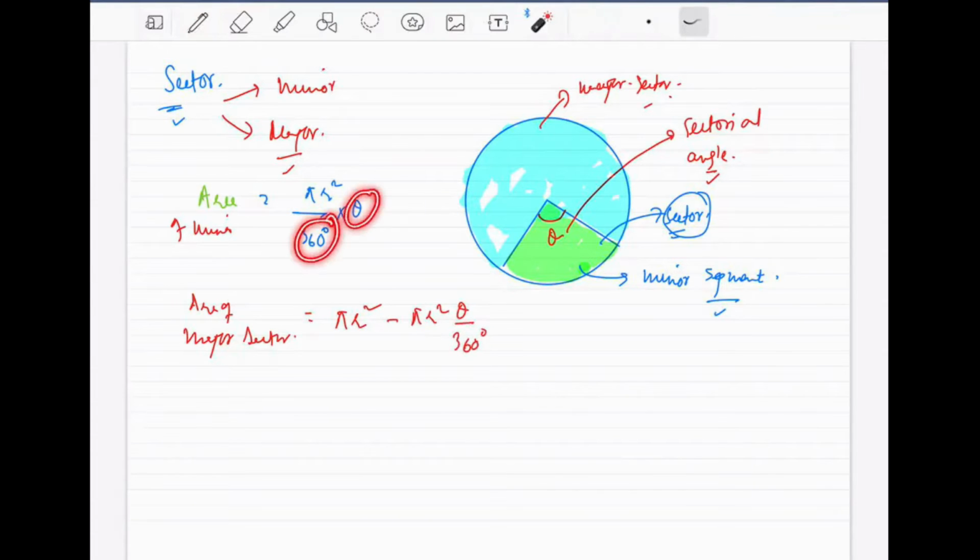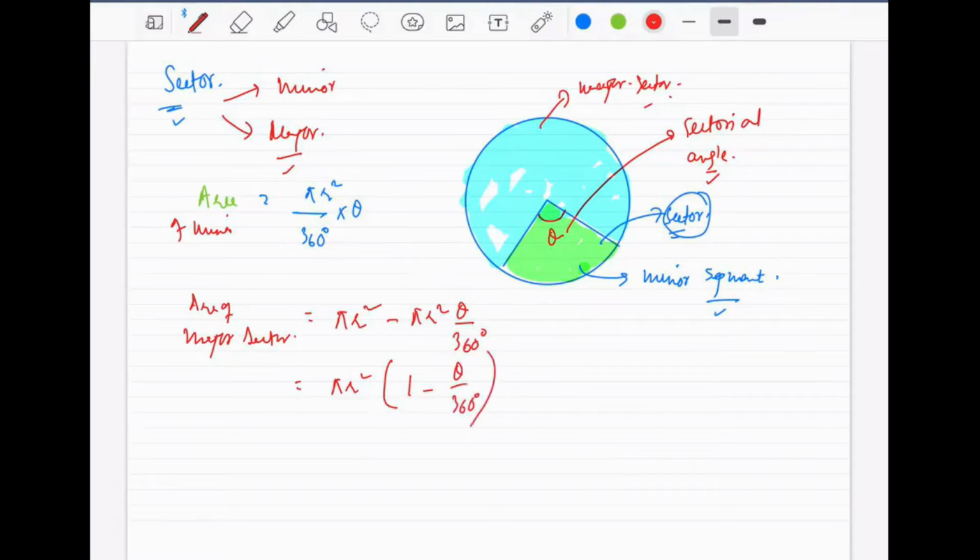I'm putting the theta and 360 together like this. Now, if you take the common factor, pi r square can be taken as a common factor. 1 is remaining in the first one. And what is remaining in the second term? If pi r square is taken away, theta by 360 must be remaining. So you have to put here theta by 360. And this is the area of the major sector.